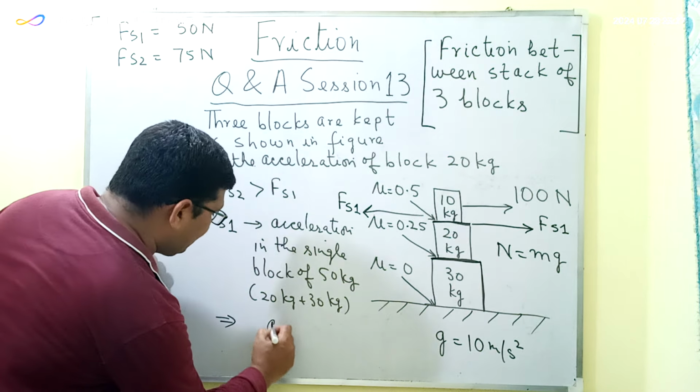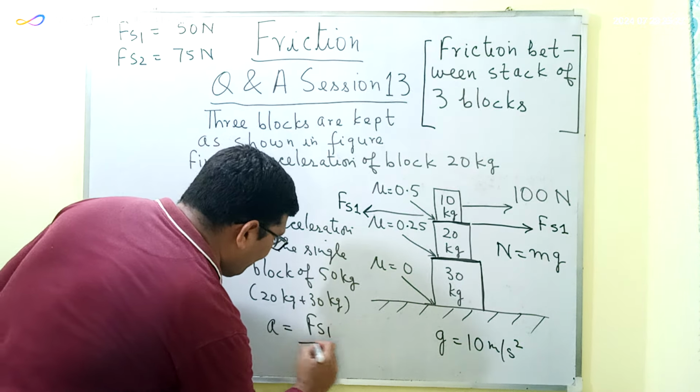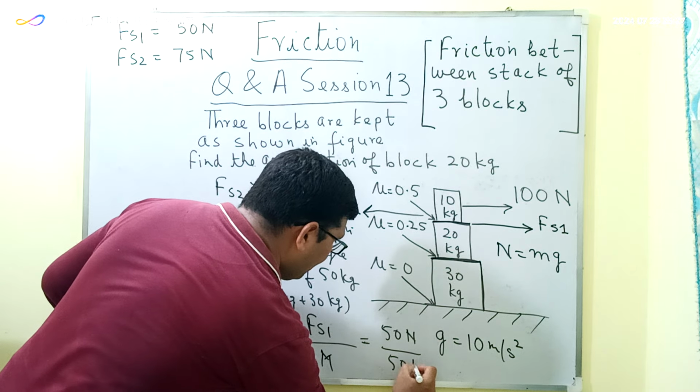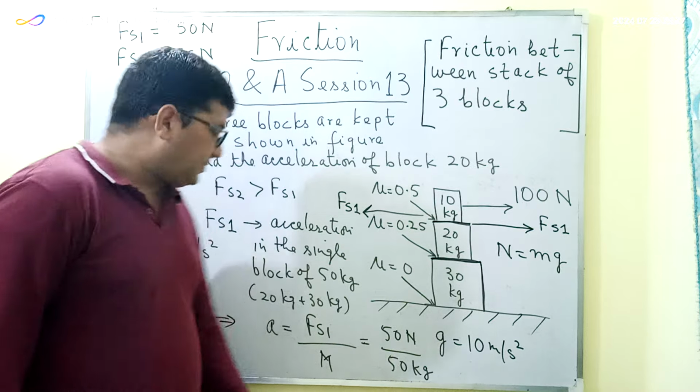It implies that the acceleration of this 50 kg block will be equal to the force of friction which is acting on this block in the direction of this applied force, divided by the total mass. So this is equal to Fs1, which is 50 newtons, and the mass is also 50 kg. So the acceleration of this 50 kg block will be equal to 1 meter per second square, or we can say that the acceleration of this 20 kg block will be 1 meter per second square, and the acceleration of this 30 kg block will also be 1 meter per second square.